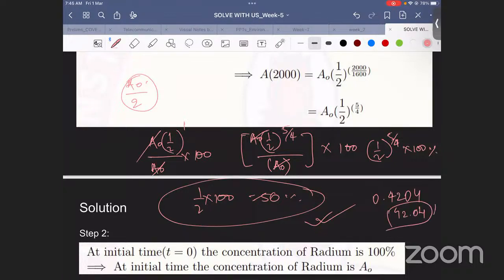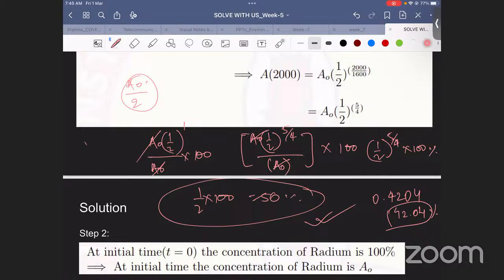Yes, sir. But I did something wrong. So is half to the power of 5 fourth not equal to 2 to the power of 4 fifth? No, that you can't write. We can write it as 2 to the power minus 5 by 4. Okay, that's where I went wrong.